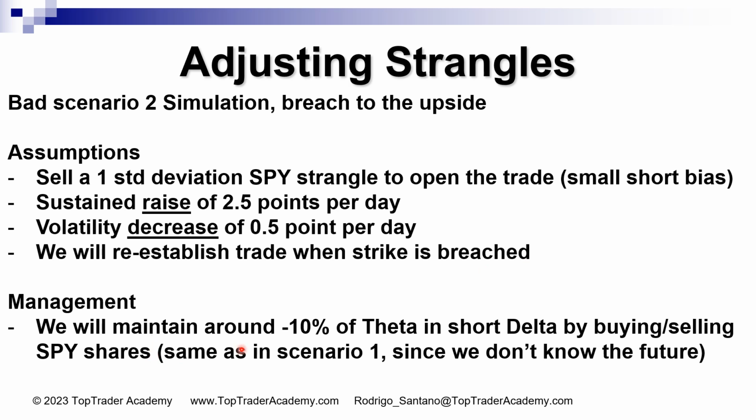We will maintain around the same negative 10% of theta in short delta by buying or selling SPY shares, same as in scenario 1, since we don't know the future, right? So notice we're not keeping positive delta. We're doing exactly the same thing. We're maintaining negative delta, but we're controlling it. We're keeping it at negative 10% of theta.